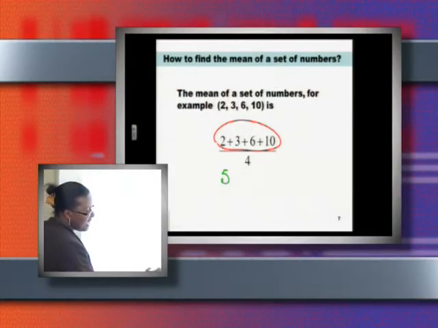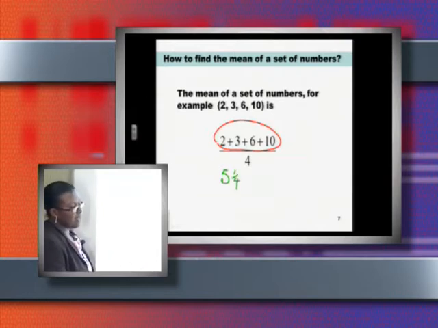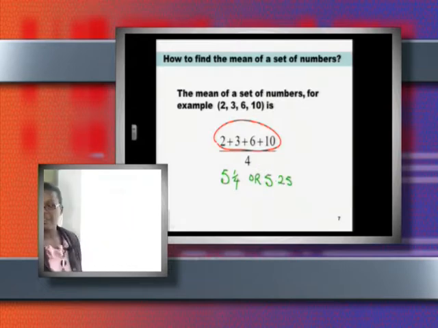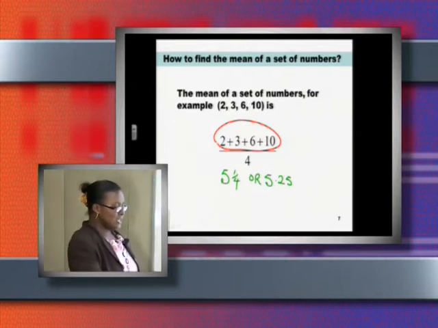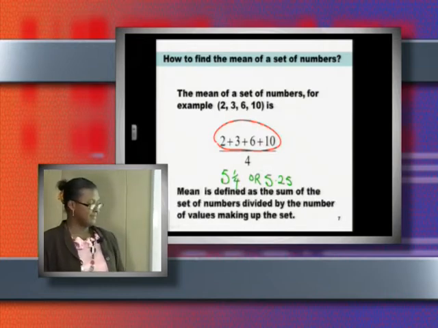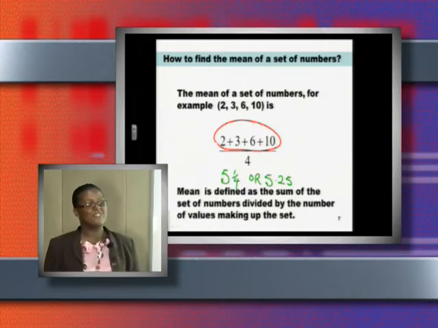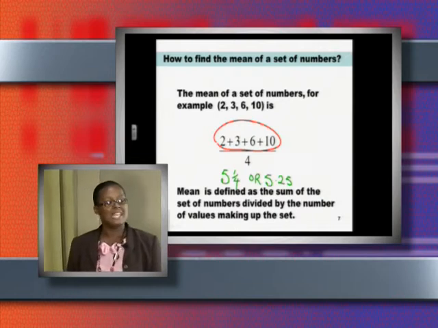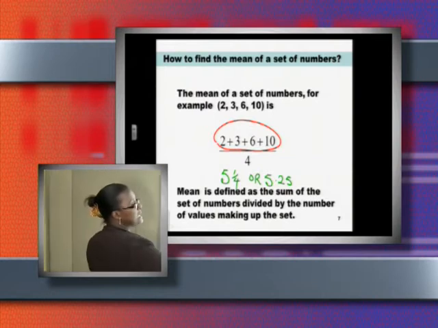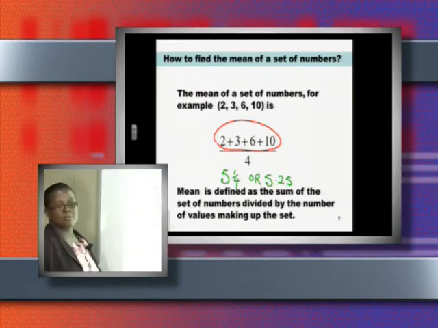So we're predicting that our answer is going to be 5.25, as Yannick said. Now let's see if that is so. But first, the mean is defined as the sum of the set of numbers divided by the number of values making up the set.